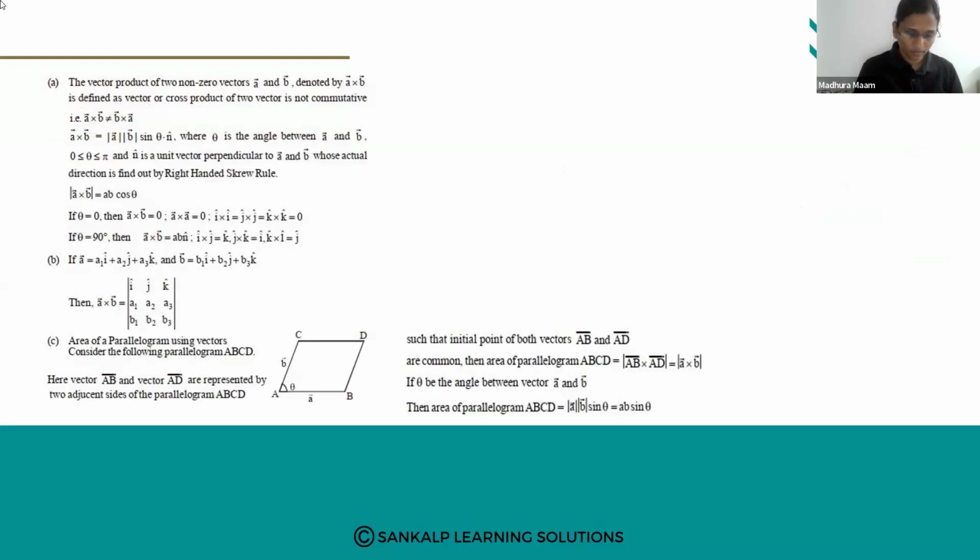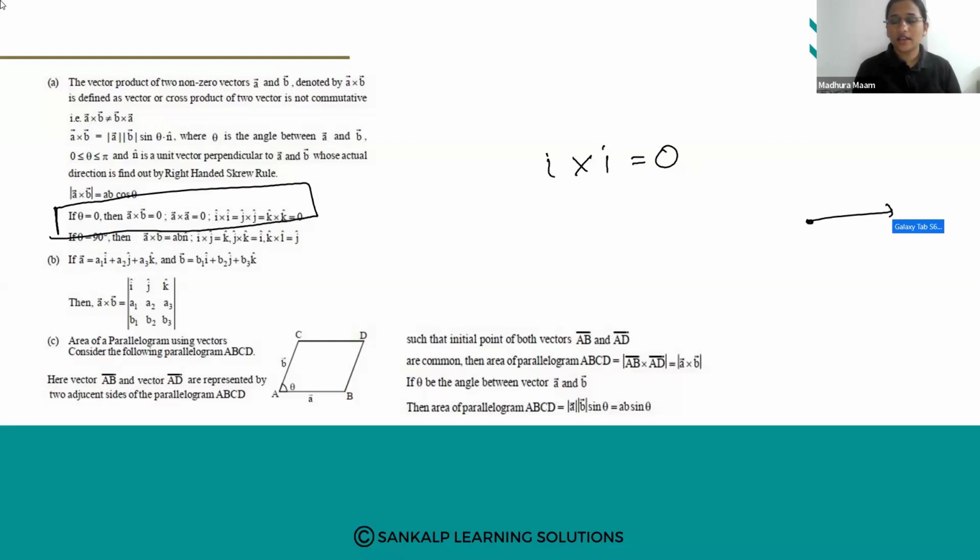Next. If theta equals 0, I cross I is always 0. Why? I cross I means there is only one vector. If you multiply a vector with itself, you do not get a perpendicular vector. That means theta is 0 here. If theta is 0, we saw the cross product is 0. So I cross I is 0, J cross J is 0, K cross K is 0.